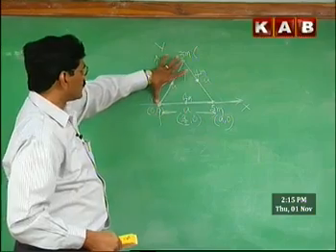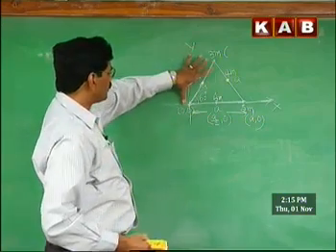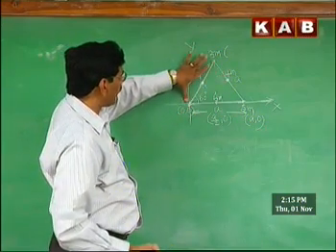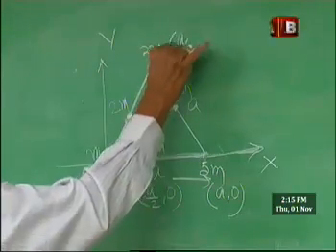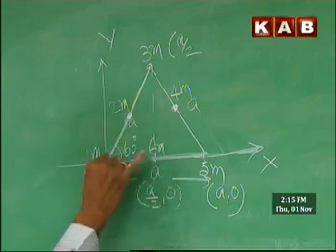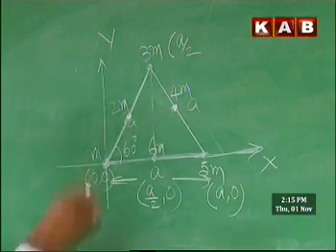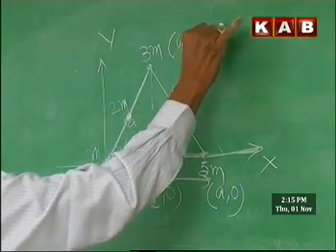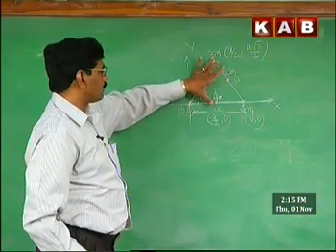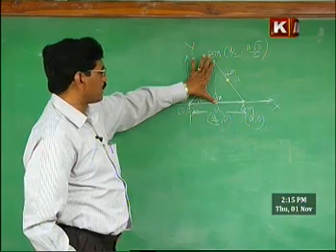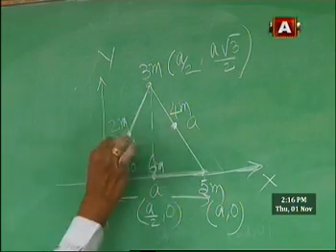And for the coordinate of this point, the x coordinate: this total distance is a, this angle is 60 degrees. Therefore, this distance is a cos 60 degrees, which is nothing but a by 2. The x coordinate is a by 2, and the y coordinate is a sin 60 degrees. a sin 60 degrees is a into root 3 by 2, since sin 60 degrees is root 3 by 2. Therefore, a root 3 by 2 is the y coordinate here. Now we are able to determine the coordinates of this.